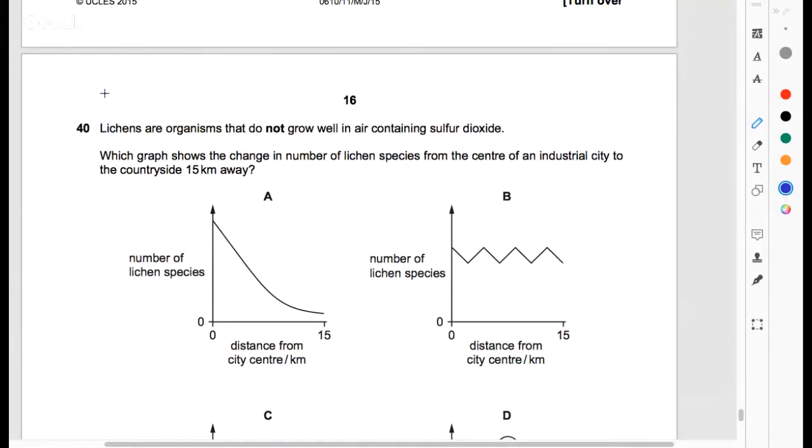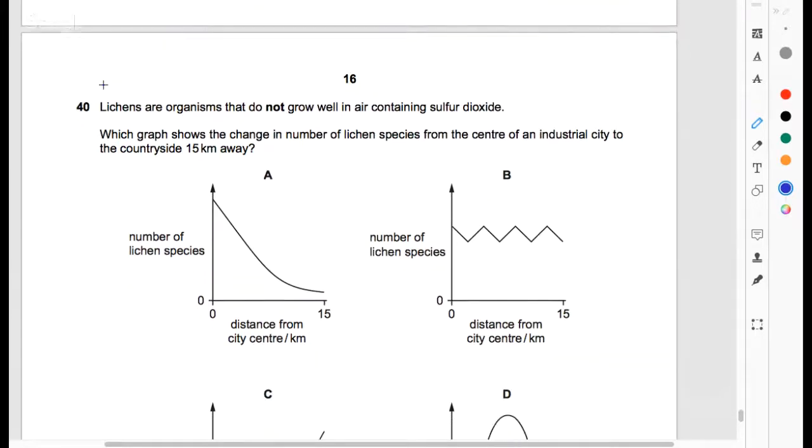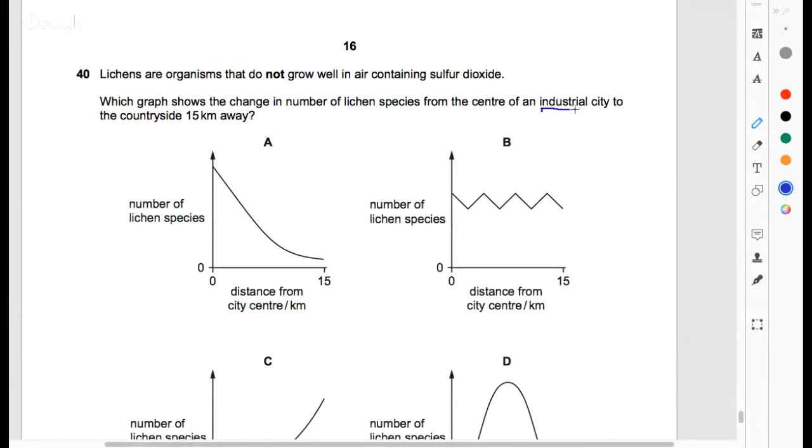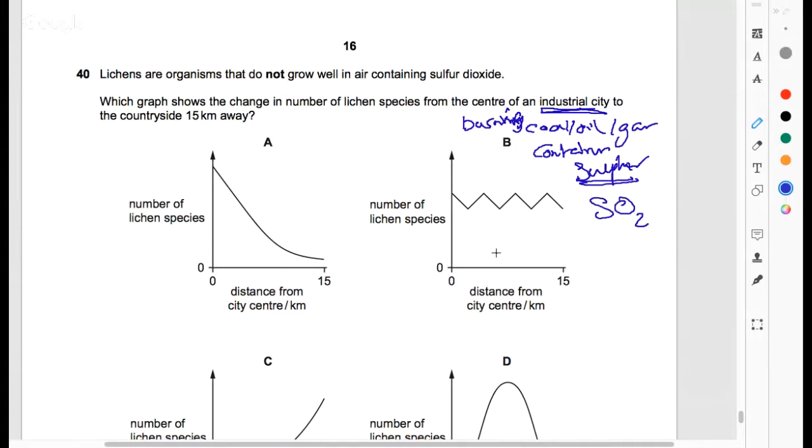Lichens are organisms that do not grow well in air containing sulfur dioxide. Which graph shows the changes in the number of lichen species from the centre of an industrial city to the countryside 15 kilometres away? So an industrial city is likely to be burning lots of coal, oil, gas that contains sulfur, and burning. Sorry, my handwriting is awful. And when you burn stuff that contains sulfur, when you heat up sulfur, you get sulfur dioxide, SO2.